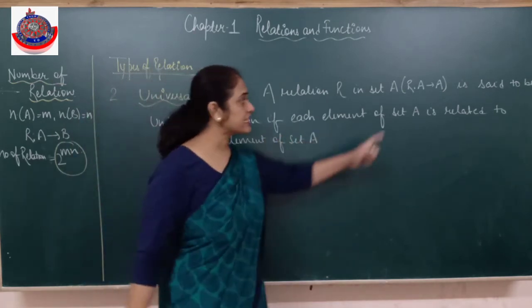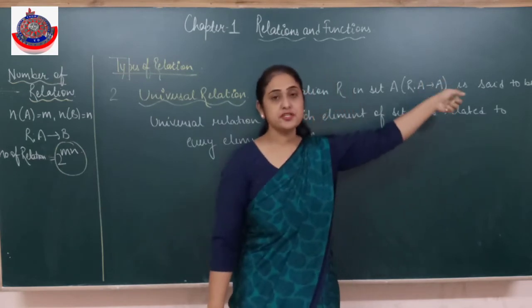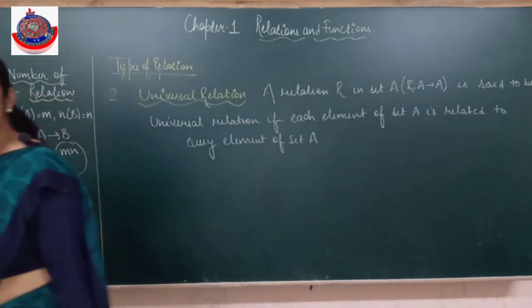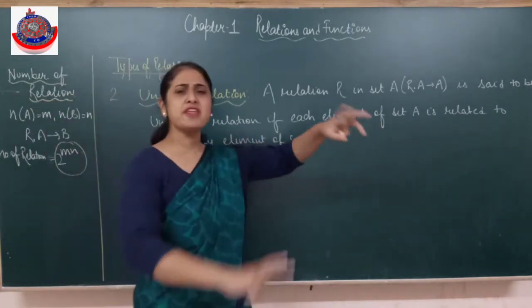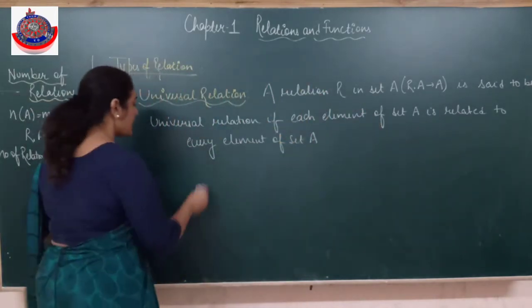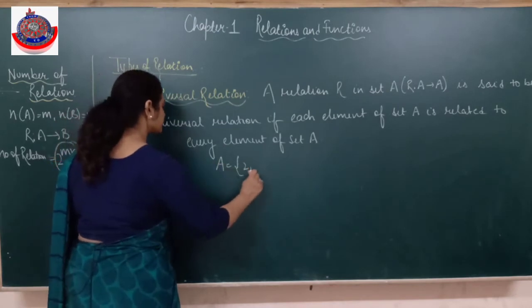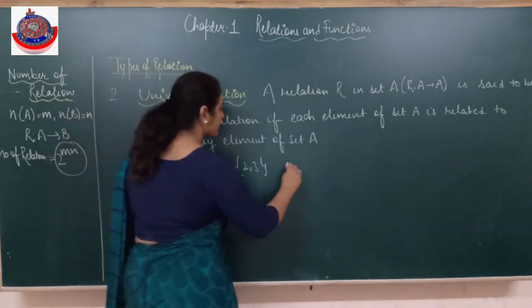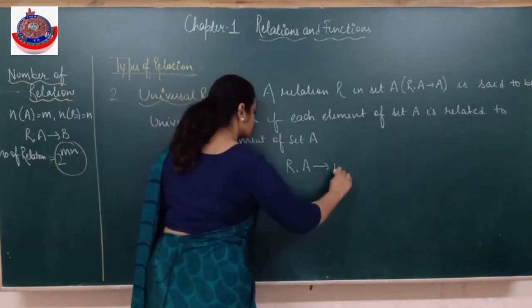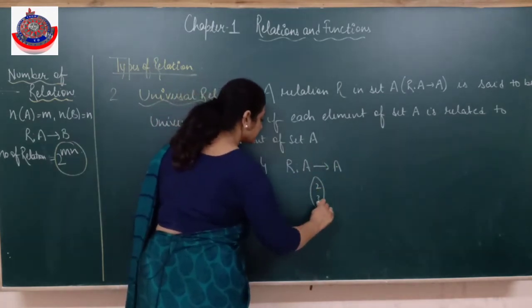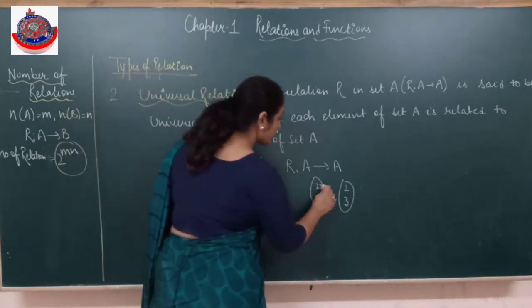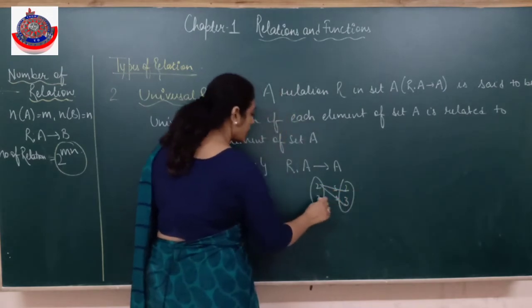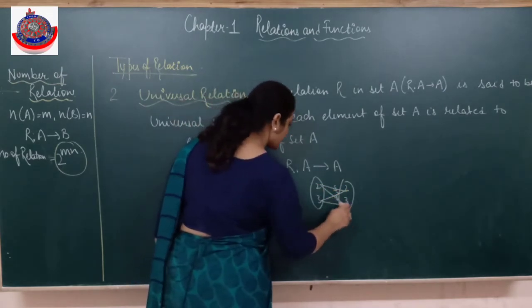Here by chance both the sets are A, otherwise each element of A is related to every element of set B. Okay? For example, I have A as 2, 3, and relation is from A to A. That means here also 2, 3. Clear? So 2 should be related to 2 also, 2 should be related to 3 also. 3 should be related to 2 also, and 3 should be related to 3 also.